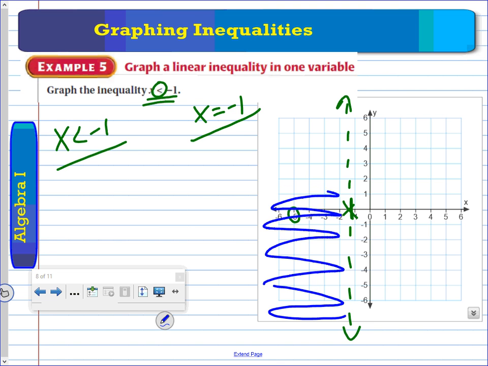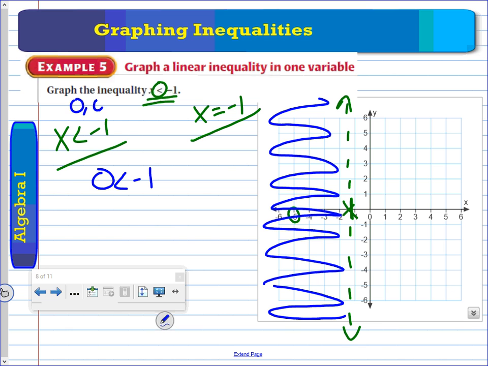You can still plug in a point, just like we did on the last one, 0, 0. 0 less than -1. The 0 for the y-coordinate doesn't matter because there's no y's involved. Is that true? Yes. No, I'm sorry. No, it's not. So 0, 0 would be over here. It's not a solution. So we can't shade that side. So either way it works. With the vertical and horizontal lines, I think it's easier just to kind of think about what this means rather than plug in a point, but do whatever works for you.